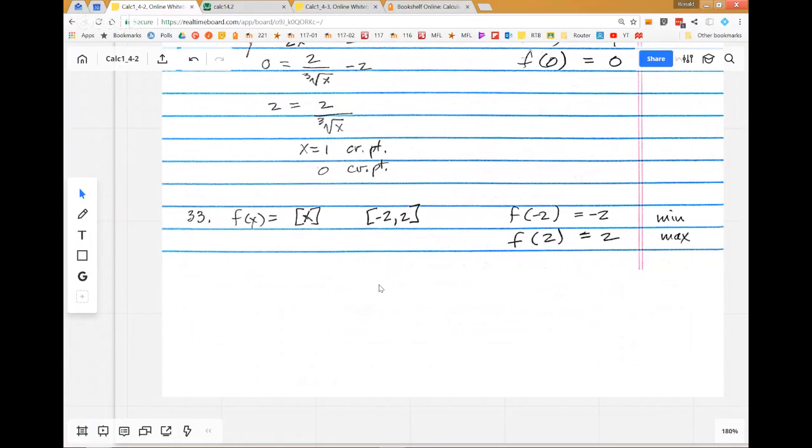So we're supposed to check this out between -2 and 2. As far as critical values, everything is horizontal, so there's really nothing to check out. We don't have to find when the first derivative is 0. So what is f at -2? What is the greatest integer of -2? It's -2. And what's the greatest integer on the other end? 2. All right. What's the min? What's the max? We're all done.